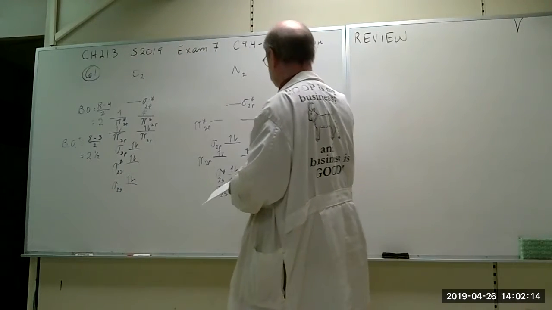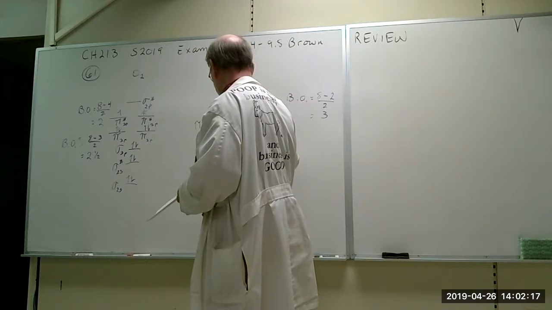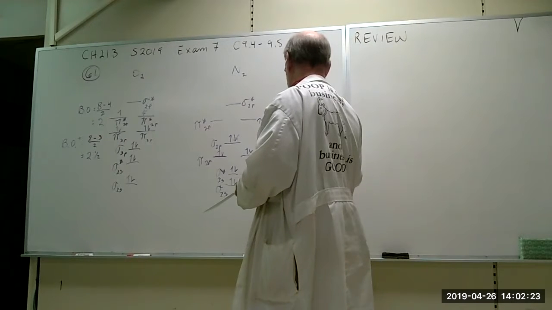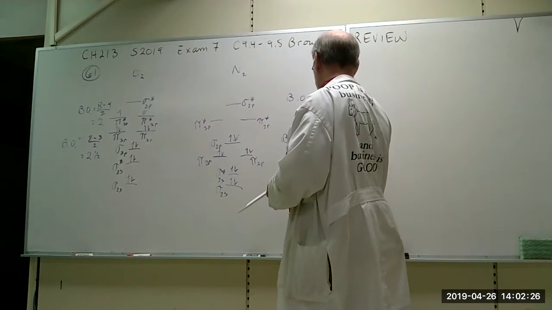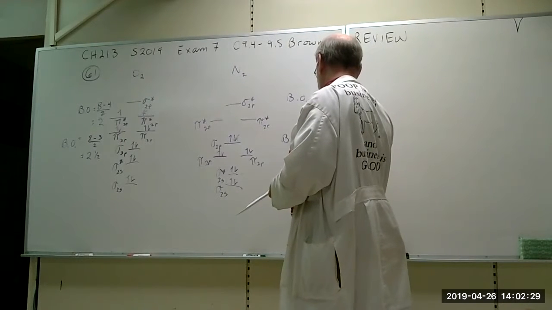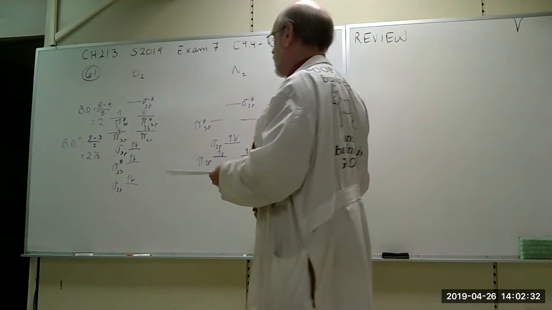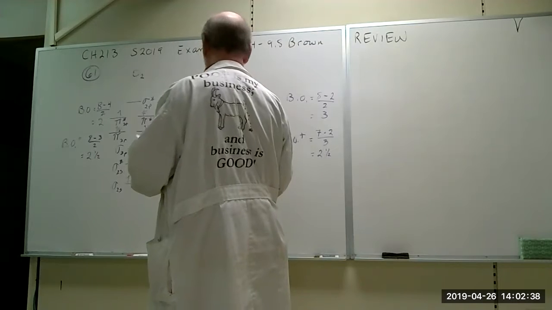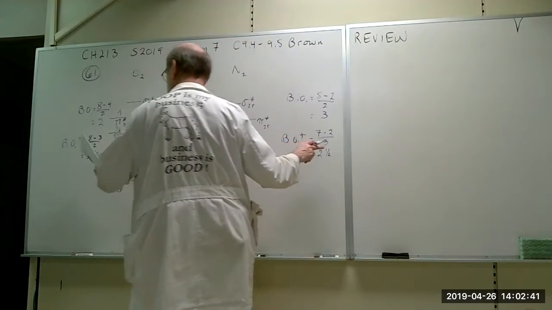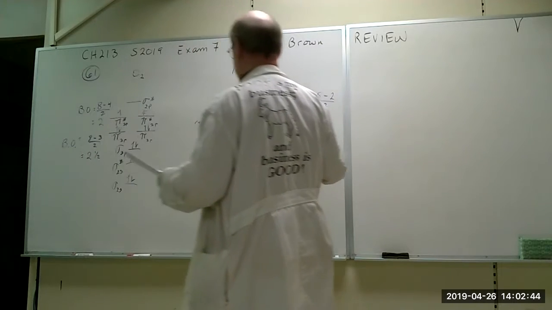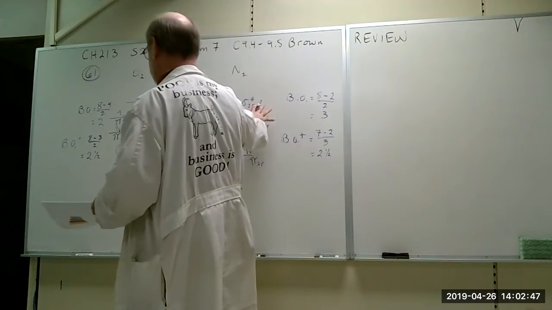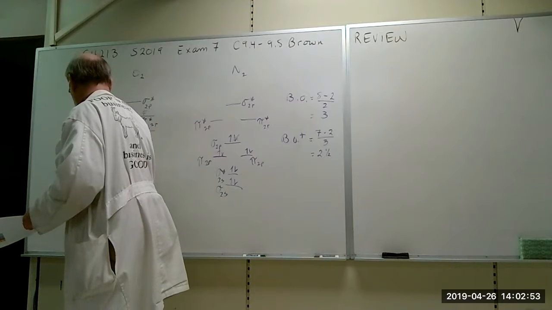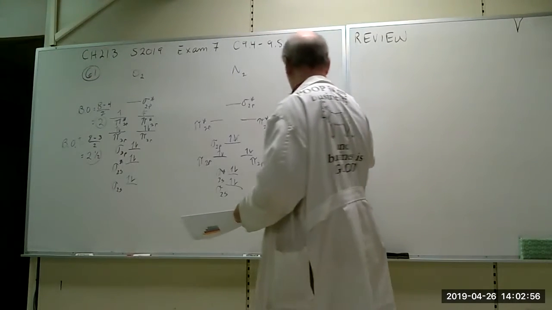When you remove one from nitrogen, you're removing it from a bonding orbital. So now this one is going to be 7 minus 2 divided by 3, which is 2.5. So now you remove, let's see. Yeah. Now they're both the same bond order if we remove an electron. But the process weakens the N2 and strengthens the O2. Right? Strengthens that one, weakens this one.